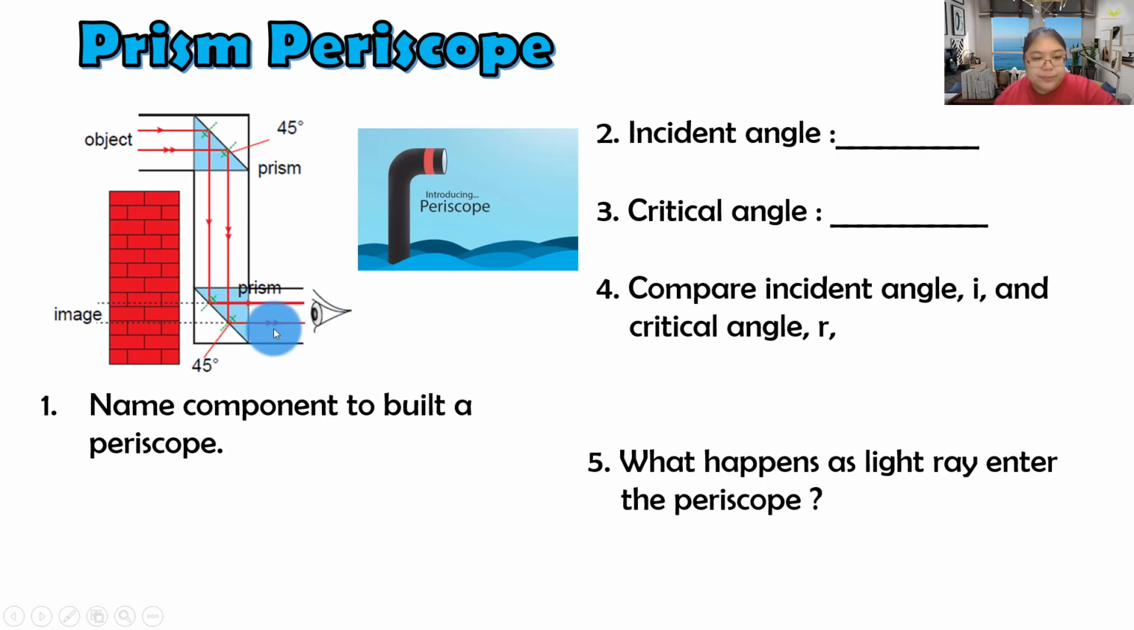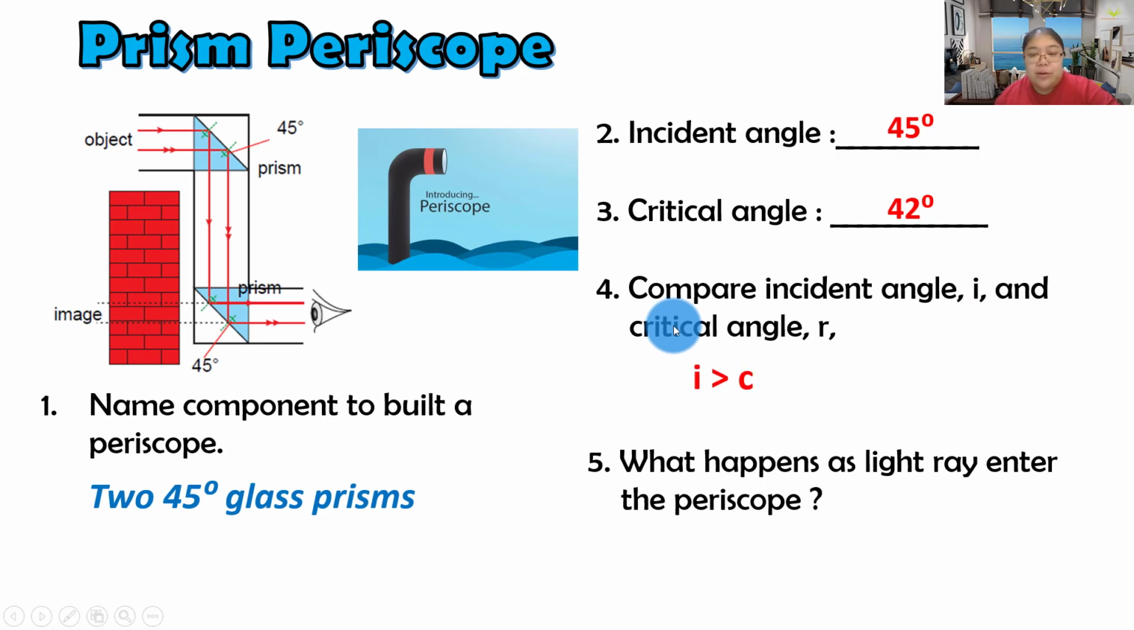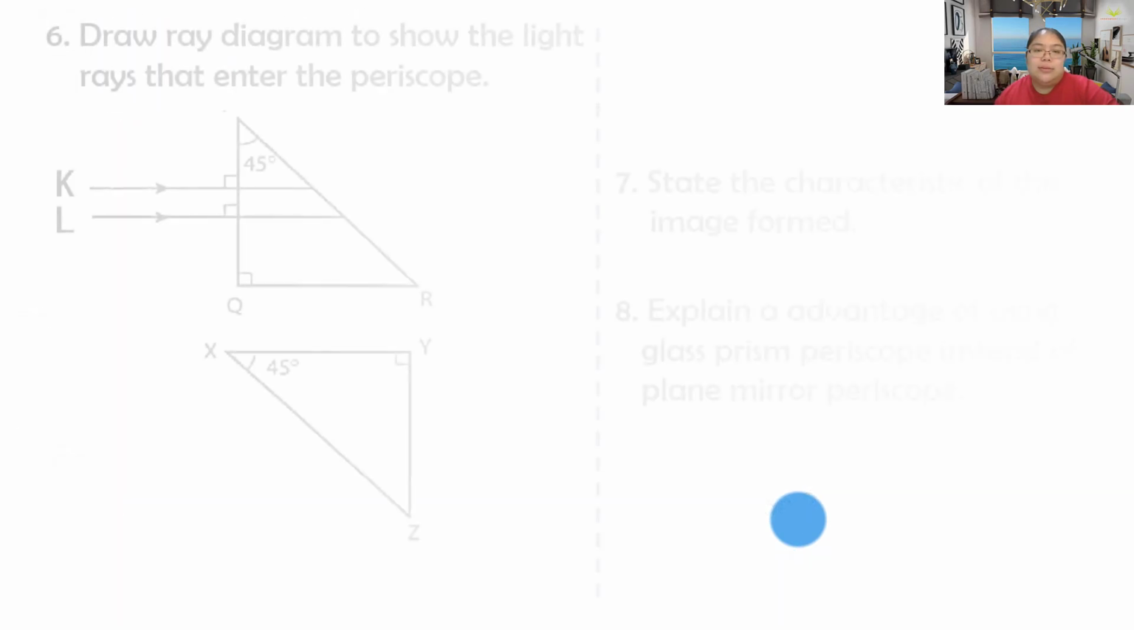So we check the question. Name the component to build a periscope. So what component are we using? We're using 2 prisms, is it? Then the 2 prisms must be 45 degrees. Okay, we're using 2 45-degree glass prisms. Incident angle is 45. Critical angle is 42. So that means now it's bigger. Comparing incident angle and critical angle, the incident angle is already bigger than the critical angle. What happens to the light ray entering the periscope? What will happen is total internal refraction.